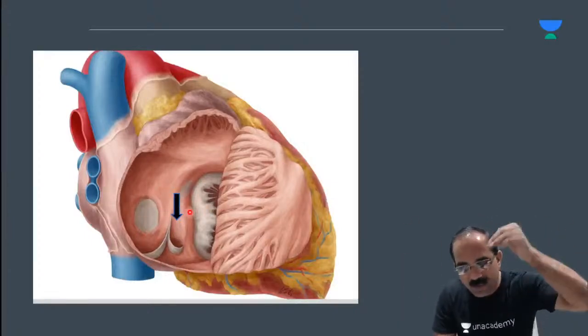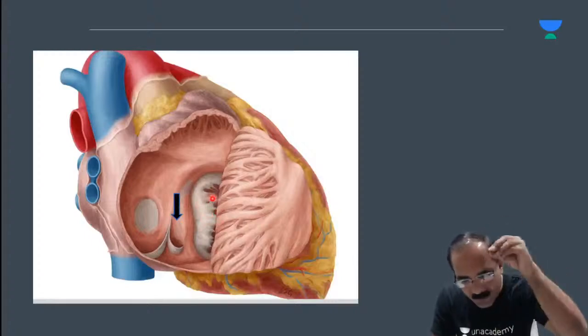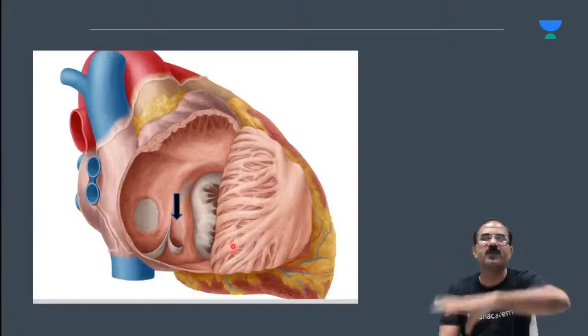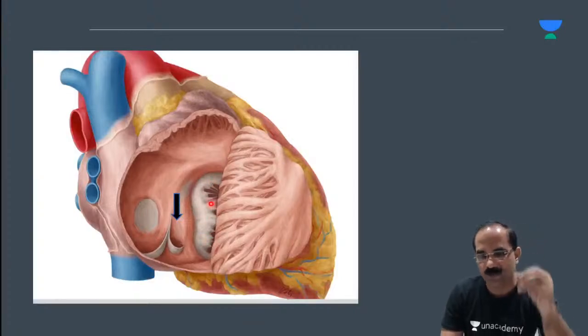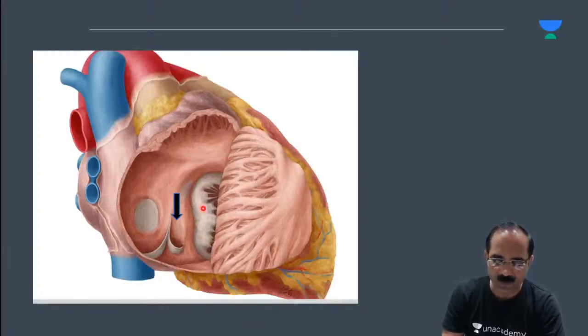Now from here we go down. What is that chamber below the right atrium? Right ventricle. Below this will be the right ventricle. What is this valve? There are three cusps. Tricuspid valve. This is one cusp. That's the second cusp. And here would be the third cusp.